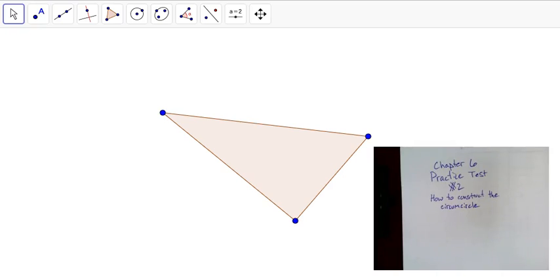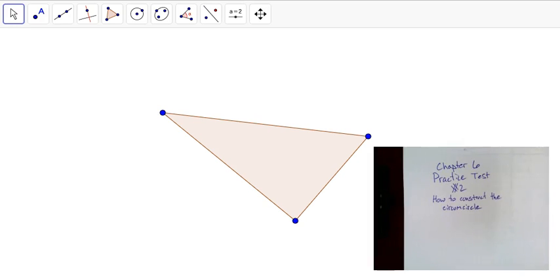Alright, in the Chapter 6 practice test, number 2, you're asked how to construct a circumcircle. Actually, they're asking you how to find the circumcenter, but the circumcenter is the center of the circumcircle, so essentially it's the same thing. And on the real test, I think this is what they ask you to do. So essentially here, I'm going to show you how to construct the circumcenter, and then how to construct the circumcircle from that.